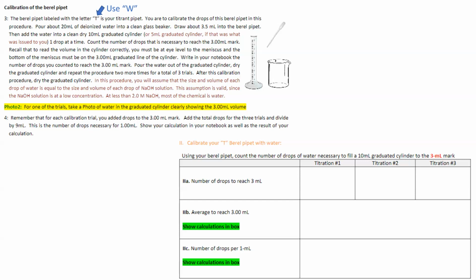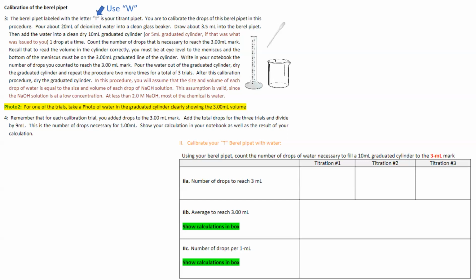You're going to do 3 trials of this. In between, you'll want to completely dry out your graduated cylinder so that it's completely dry for each trial. You're going to record the number of drops required to reach that 3.00 milliliter mark on the graduated cylinder, and then calculate the average number of drops for all 3 trials. You can add all 3 of those numbers up, so that's the number of drops to reach 9 milliliters total. Divide by 9 and we'll get the number of drops per 1 milliliter.